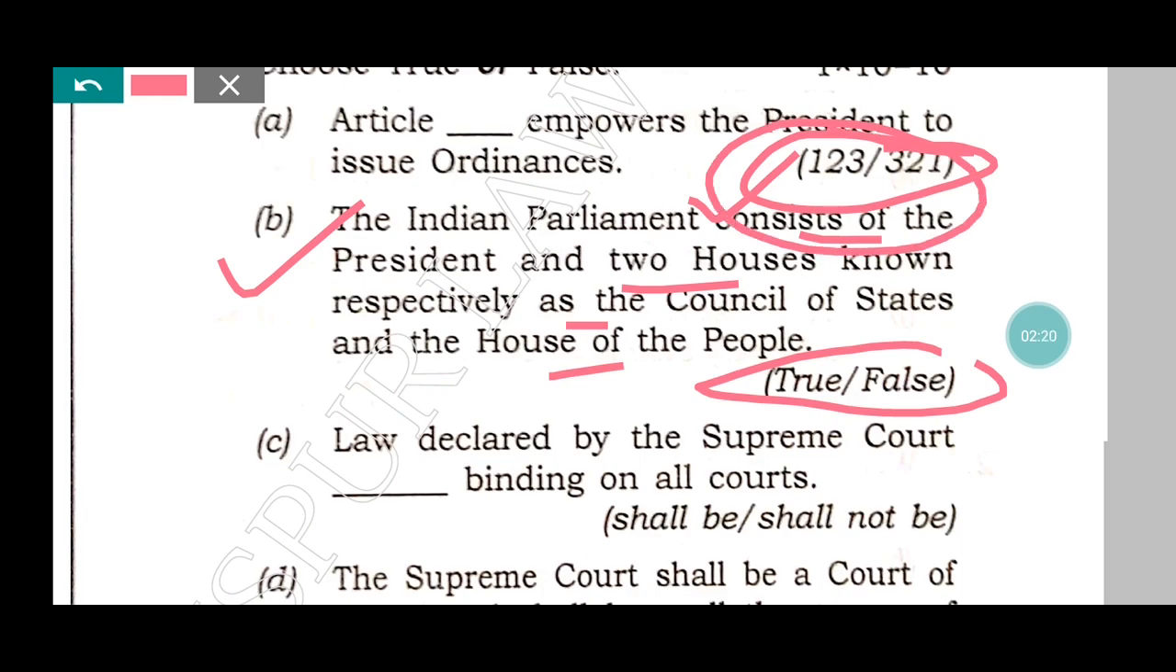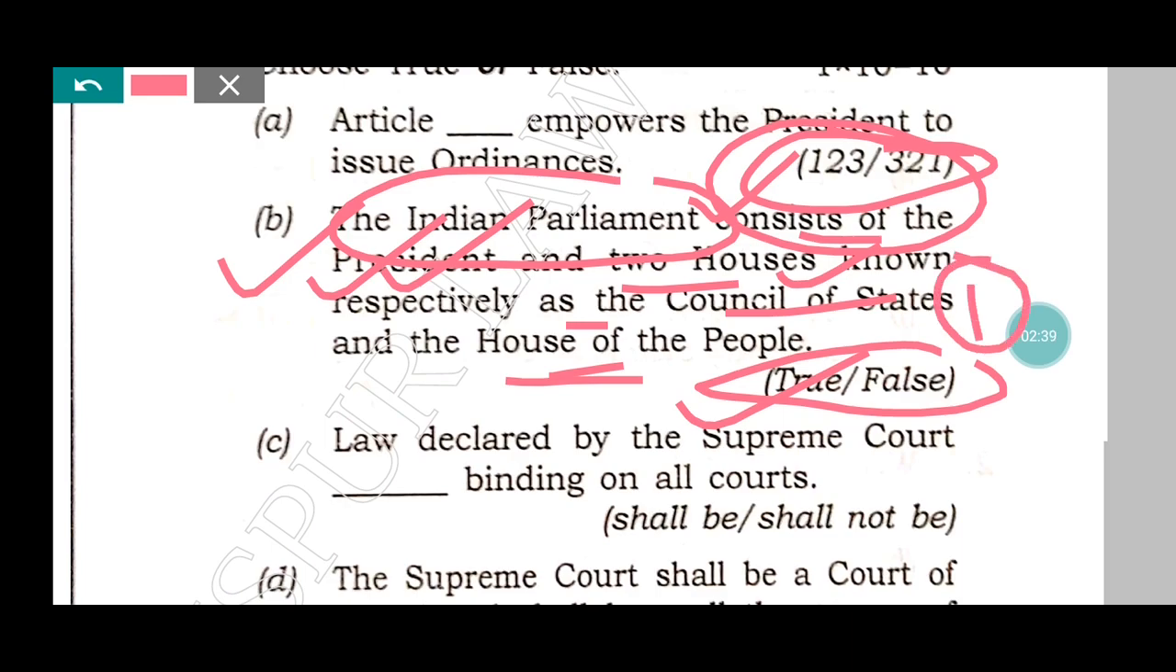It says the Indian Parliament consists of the president. Okay, the first one is correct. And then two houses. Number one is the Council of States and the House of the People. So this one is true because we already know that the Indian Parliament consists of the president. Along with that, there are two houses. Number one is the Council of States, also known as Rajya Sabha, and the House of the People is also known as Lok Sabha. So this statement is correct.